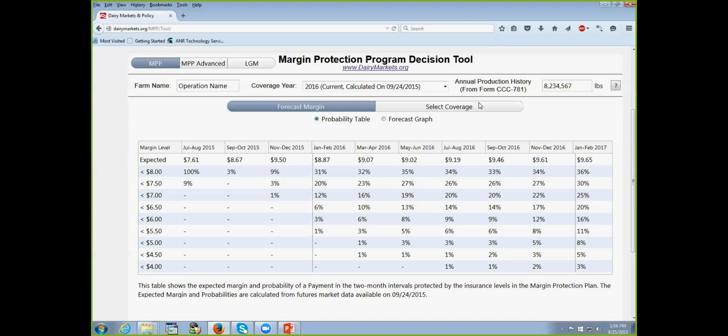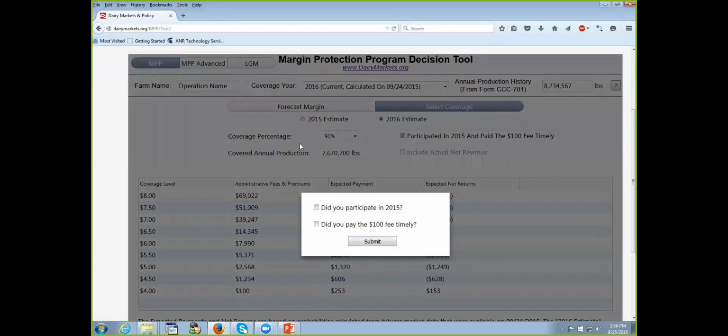Now, if we go select coverage, when you click that, it asks, so I've got this 8.2 million pounds of actual production history. It says, did you participate in 2015? And if I click yes, then it's going to increase it by 0.87%. Then it's asking, did you pay the $100 fee timely? That means for 2016, which is due by the deadline registration, so by November 20th. So if you participated in 2015, you are participating in 2016 and 17 and 18. And since you have to pay the $100 anyway, you should get it paid by November 20th, because you may as well get the production increase.